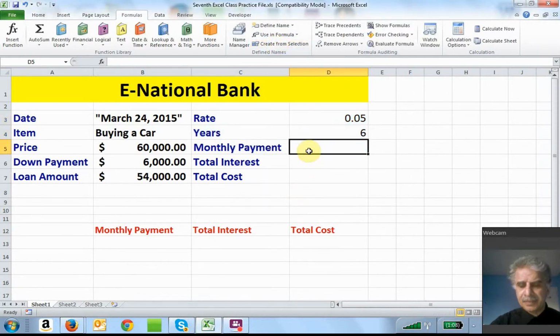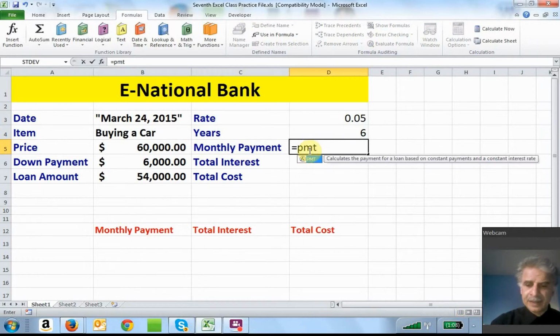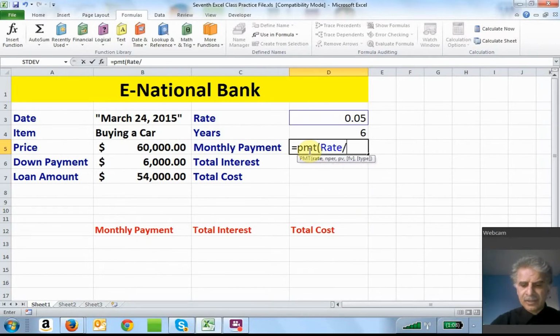Now, if I go to the PMT, I need a rate per period. So I have a rate. Remember, it would be compounded monthly, so I have to divide it by 12. Then the number of periods I have. Remember, I'm taking this loan for 6 years, but it will be compounded monthly. Each year consists of 12 months, so I have years multiplied by 12. And then my loan amount.